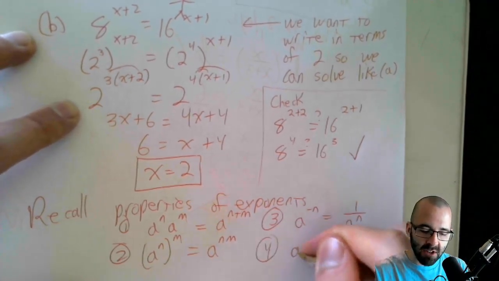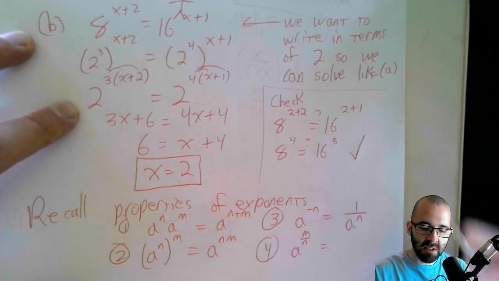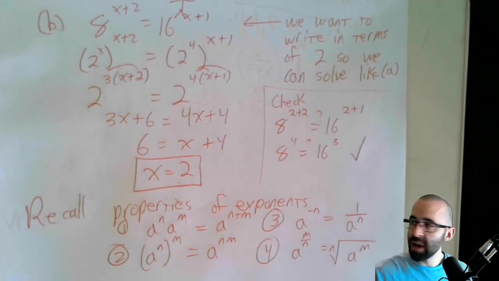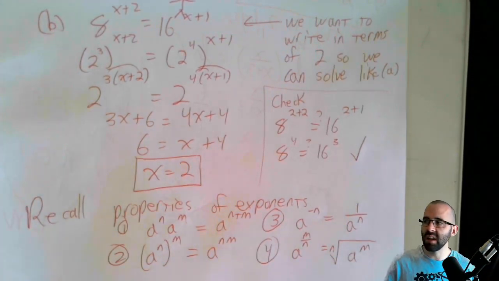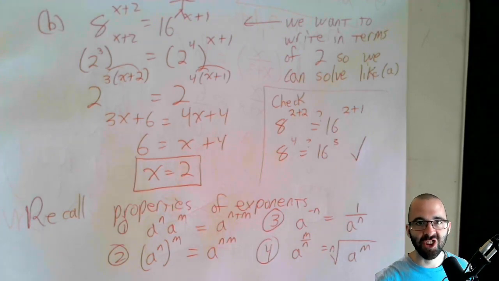And if we have fractional exponents, that means radicals. So especially remember 3 and 4. These 3 and 4 ones, they're the ones that are going to get you.